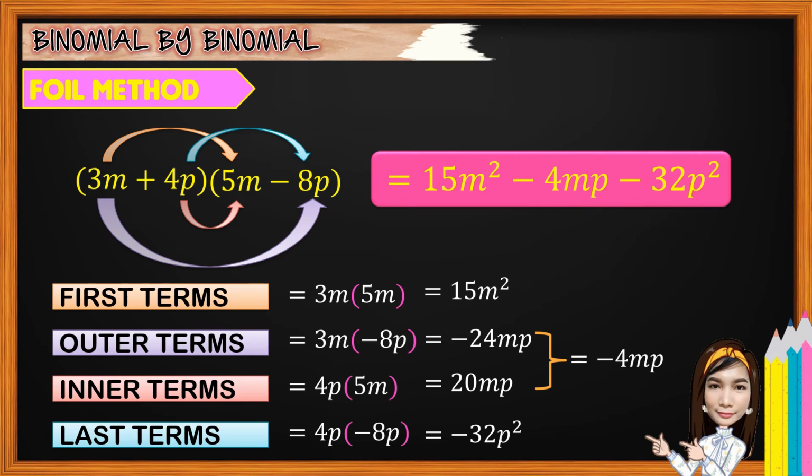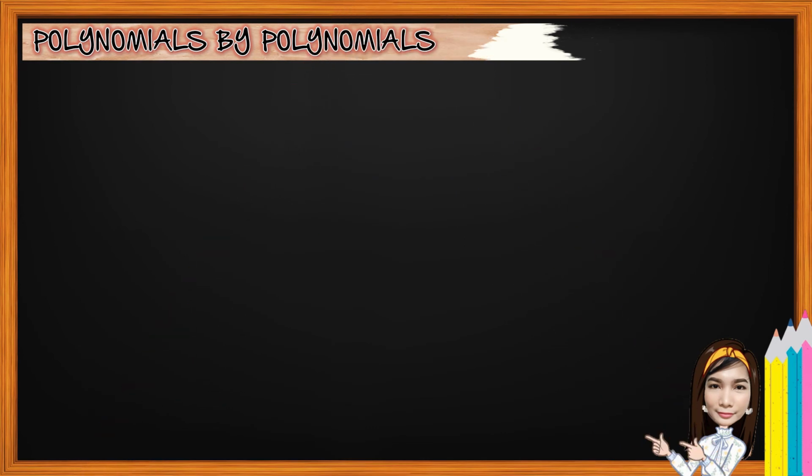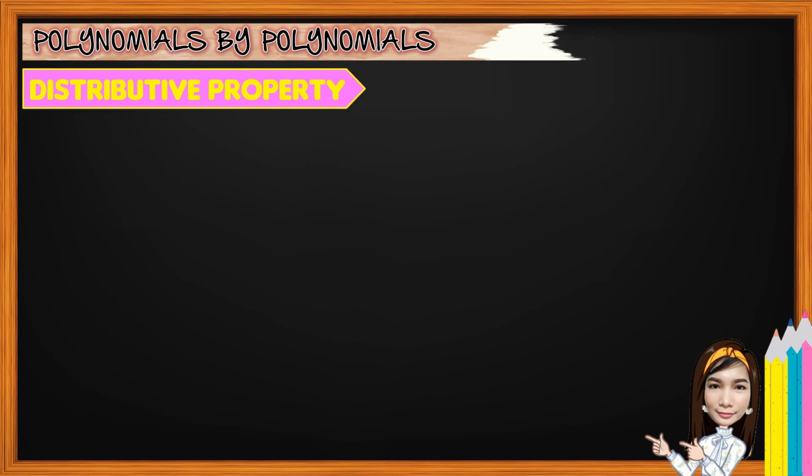Now here we write the solution in vertical form. Now take note, FOIL method is only applicable in multiplying binomials by binomials. But in multiplying polynomials by polynomials, we are going to use distributive property. So let's have the given, the quantity 3x minus 2 times the quantity x squared minus 5x plus 6. So we have the given binomial times trinomial.